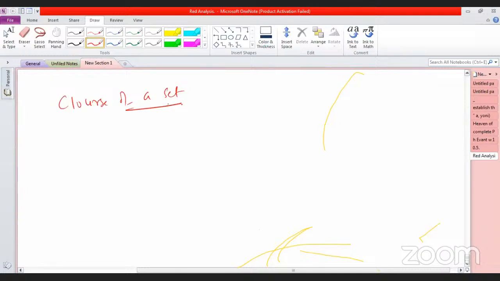These are the properties of the closure of a set A. Write the definition of closure of a set and then write those properties.